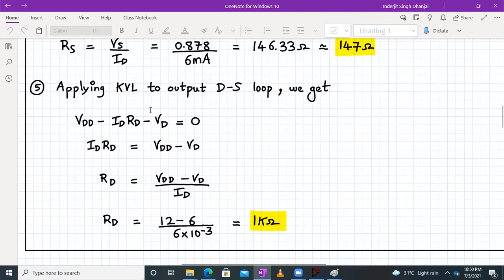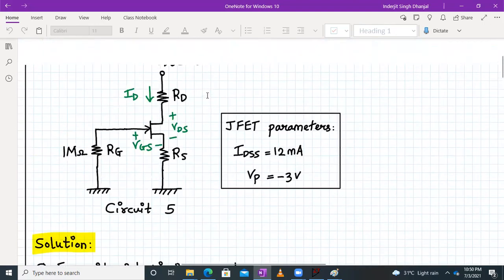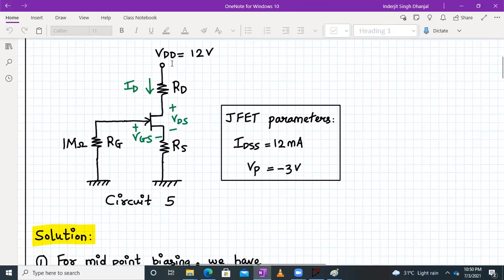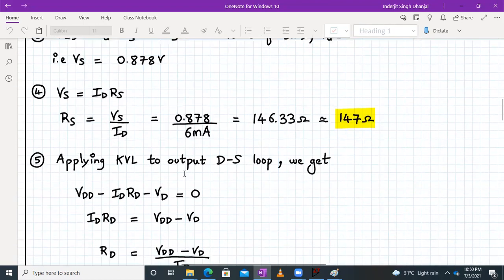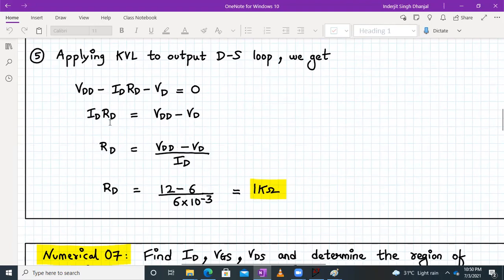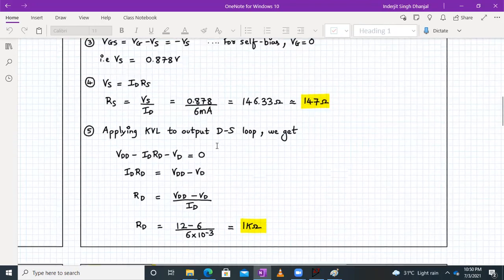Then we apply the KVL to the drain source loop. Okay, so when we apply the KVL to the drain source loop, we get VDD minus ID RD minus VDS minus RS is equal to 0. So what we can instead write, we can write VDD minus ID RD minus VD equal to 0. So from here ID RD we isolate. So right hand side will be VDD minus VD. So RD will be VDD minus VD divided by ID, which will come out to be 1 kilo ohm. Okay, so RD and RS value are found out.